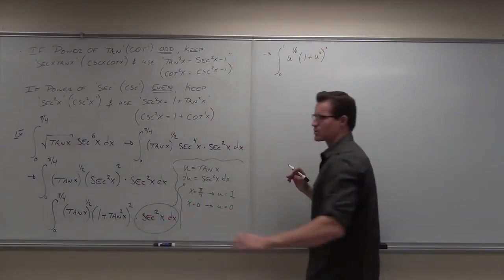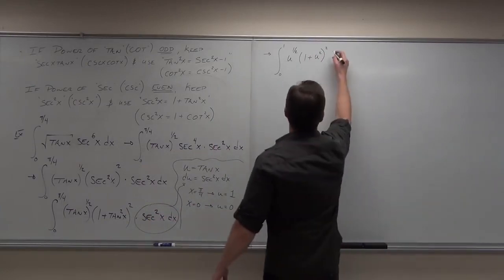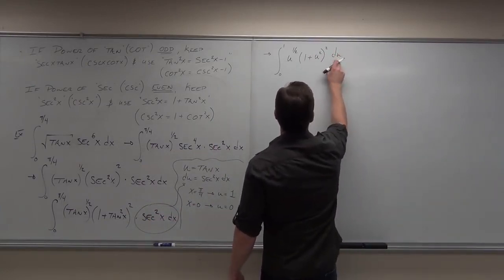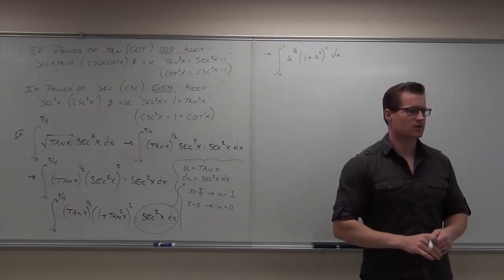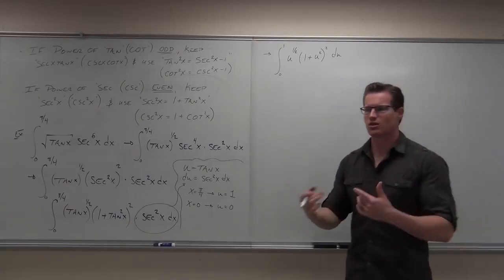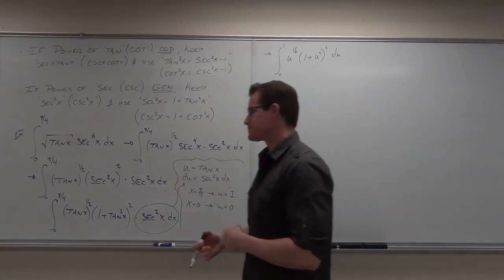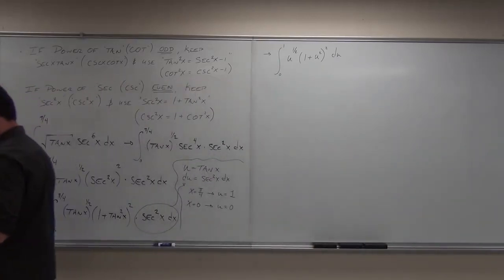What happens to my secant squared x dx? What is that? This has to match your variable. It does. We're good to go. Can you guys do the rest of it from here? Go for it. Do your simple integral. You're going to be distributing a lot, of course, and then evaluate it.